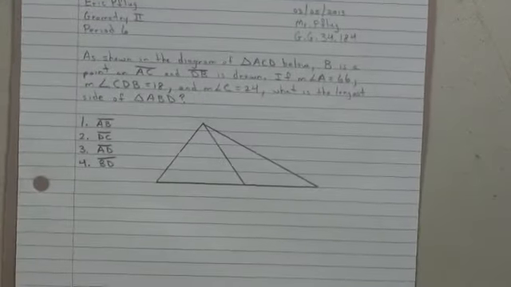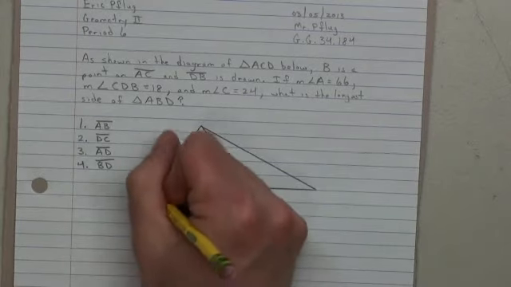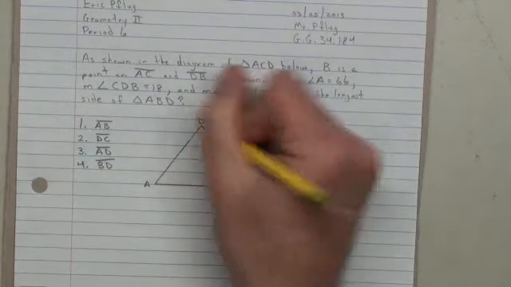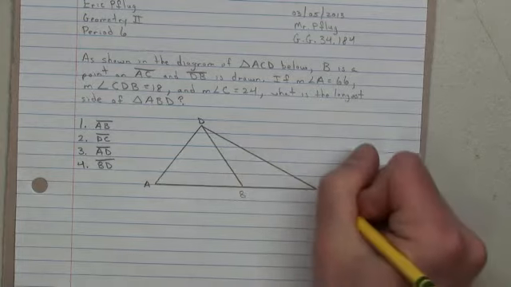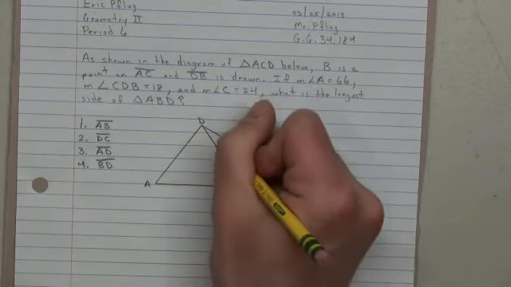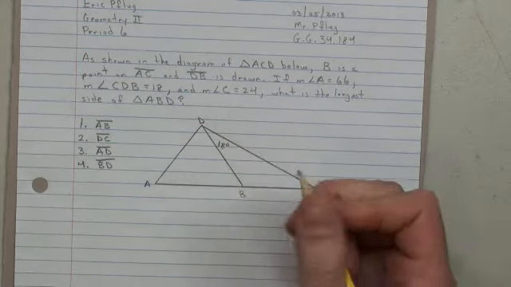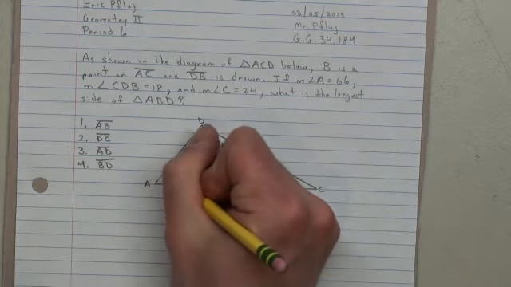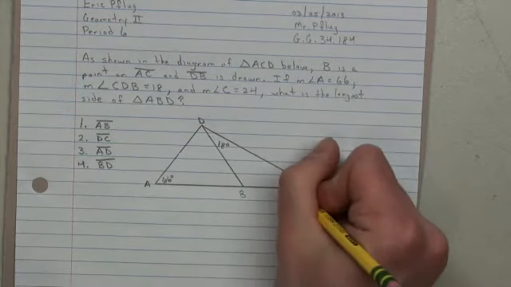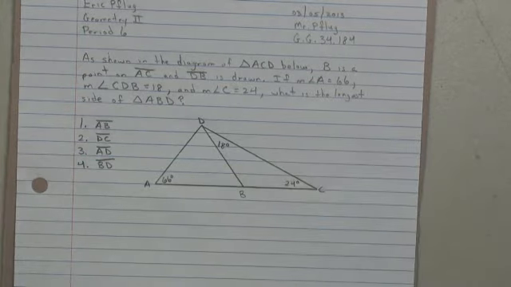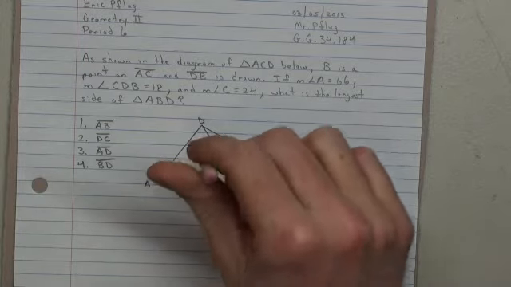Okay, so here's what we got. We got A, D, B, and C, and they labeled this 18 for us, and they labeled this one 66 for us, and they labeled this one 24 degrees for us. Okay? So they want to know the longest side of triangle ABD. That's this triangle right here.